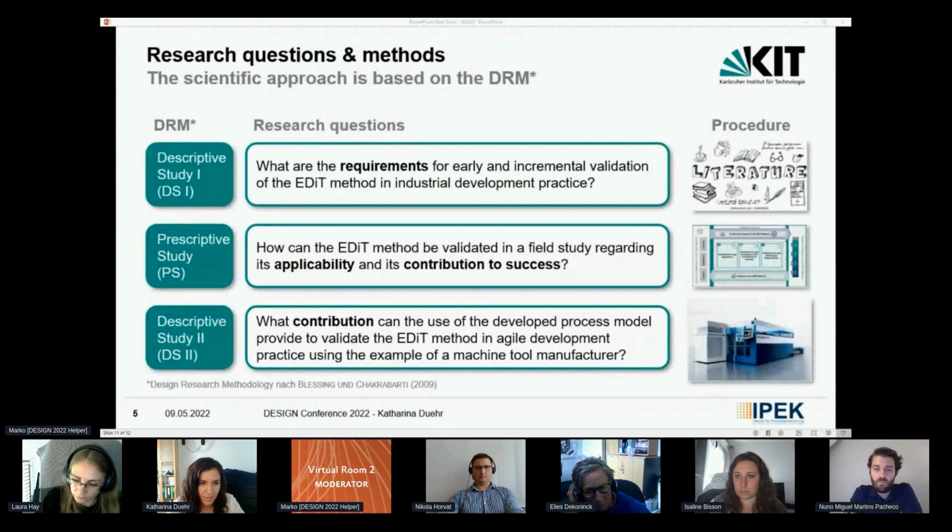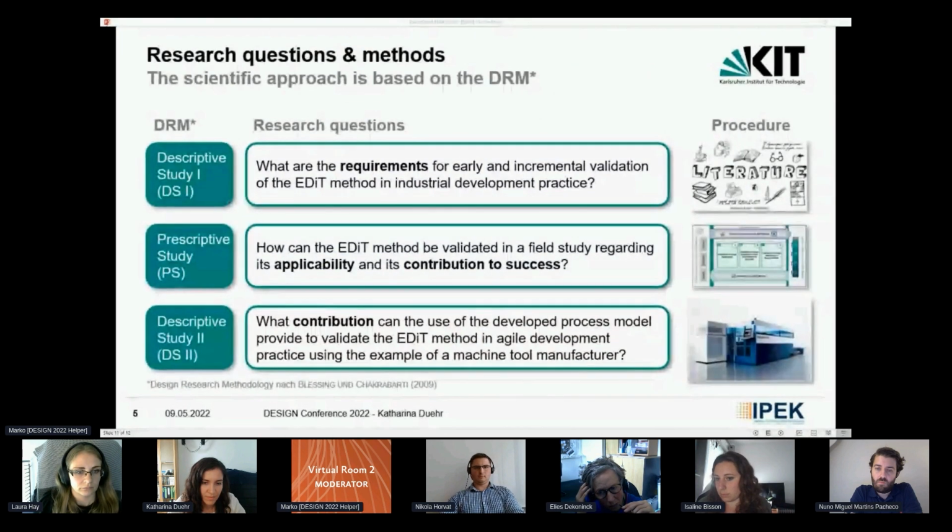To answer the research questions, we use the approach of the DRM according to Blessing and Chakrabarti. First, the requirements for early and incremental validation are determined in an initial descriptive study based on a systematic literature review. Subsequently, a process model is developed in a prescriptive study. Finally, the contribution of the developed process model is evaluated in a second descriptive study at Trumpf. In this, an agile distributed development team of 11 people used the EDIT method and was accompanied by a researcher that applied the developed process model.